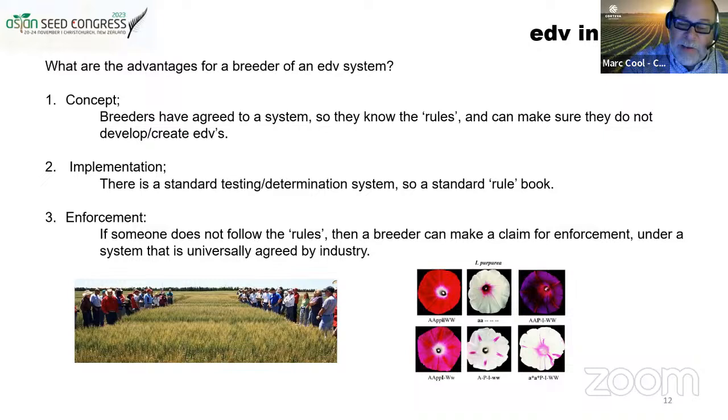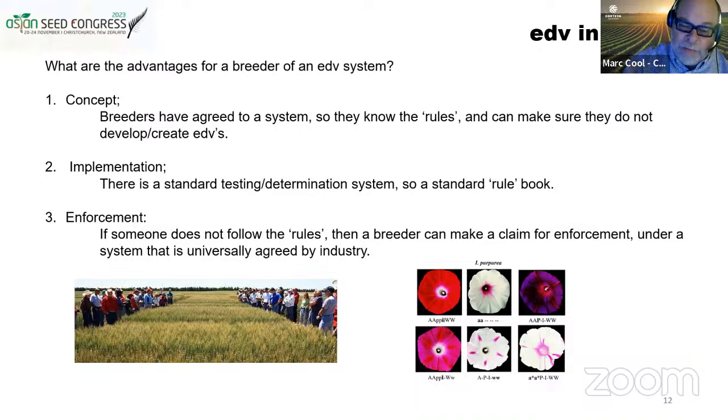They would rather develop varieties that have value that they've created and sell that and earn the money from those sales and reinvest that in their program and not have to deal with this idea of EDV. So the EDV concept shows them what the guardrails are and how they can stay away from developing an EDV.